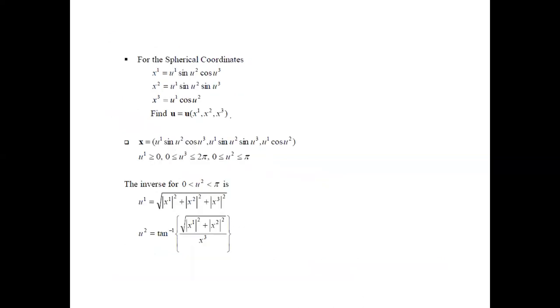For the spherical coordinates, x1 is u1 sin u2 cos u3, x2 is u1 sin u2 sin u3, and x3 is u1 cos u2. Find the inverse, so u equals u of x1, x2, x3. Remember that u1 is r, the familiar r, u2 is theta, and u3 is phi, with u1 greater than or equal to zero.